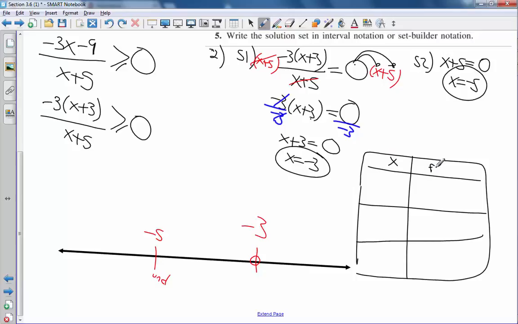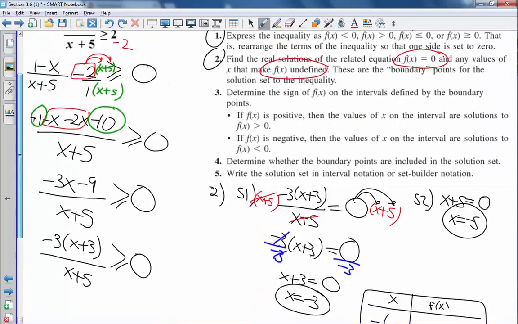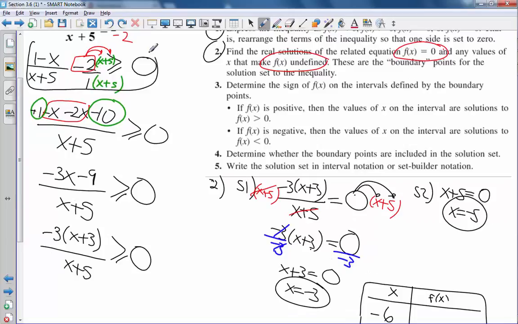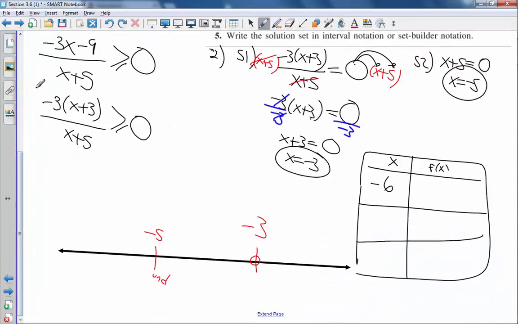Alright, x, f of x. What x value do you want to test from all the way left? Negative 6. Okay. Where do you test? I recommend we take this one. This is our main equation, and I recommend working with the factored form. It's easier with factored form. So use this for determining your final solution and this table. So I'm going to put -6 everywhere. Look what I'm making.